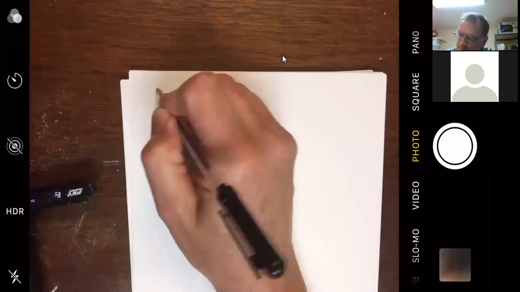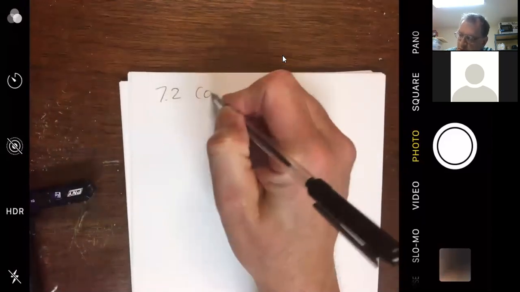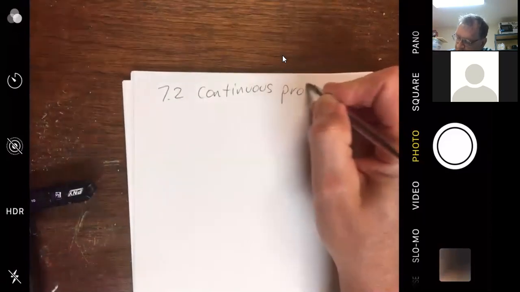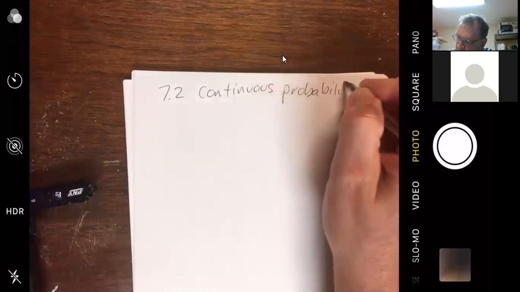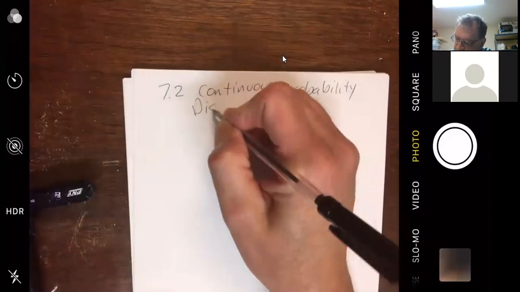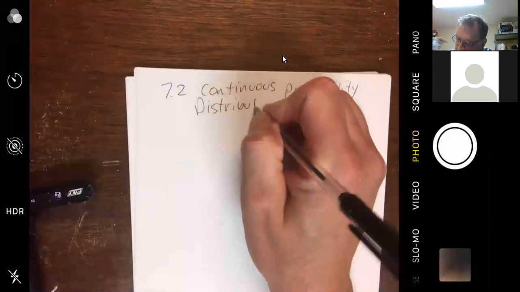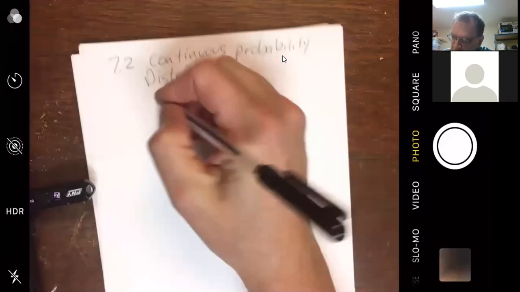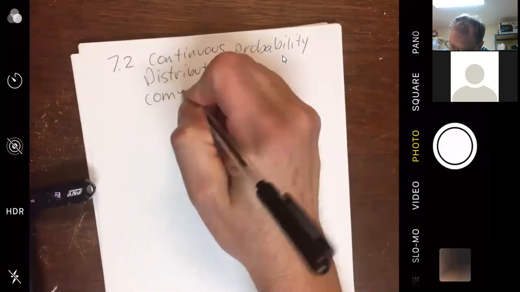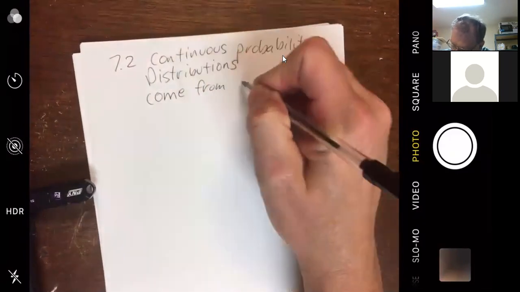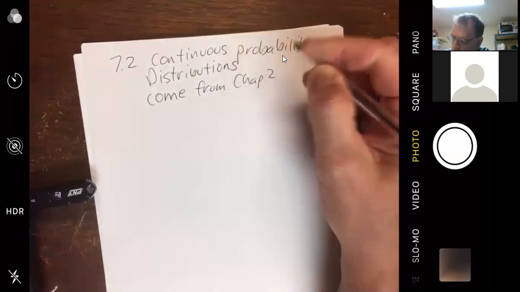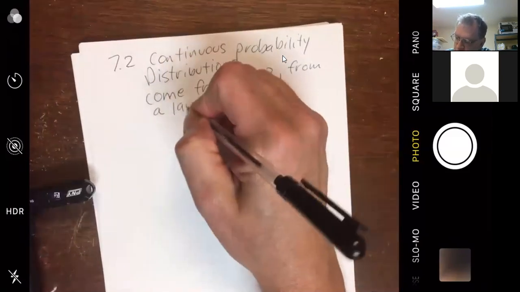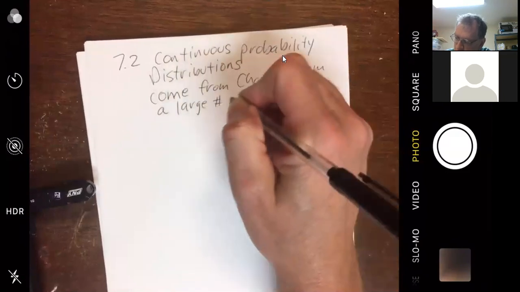7.2 is about continuous probability distributions. Okay, they come from chapter 2. From a large number of data.